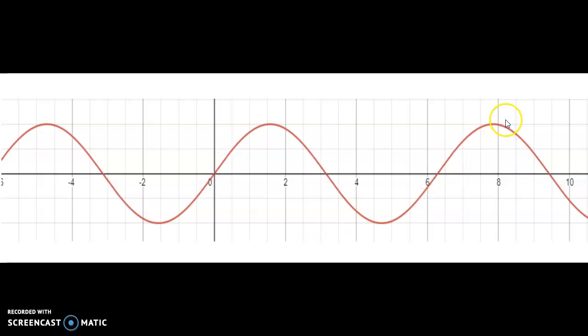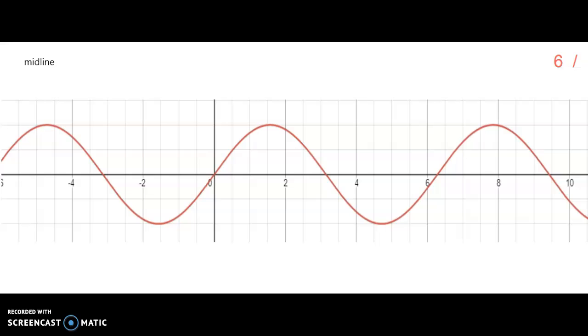Okay, we're going to look at some terminology, and I cut out the sine graph from Desmos. But this terminology applies to the cosine function as well. And we're going to talk about the midline first. And the midline is exactly what the name implies. It's the very middle of the sine curve.